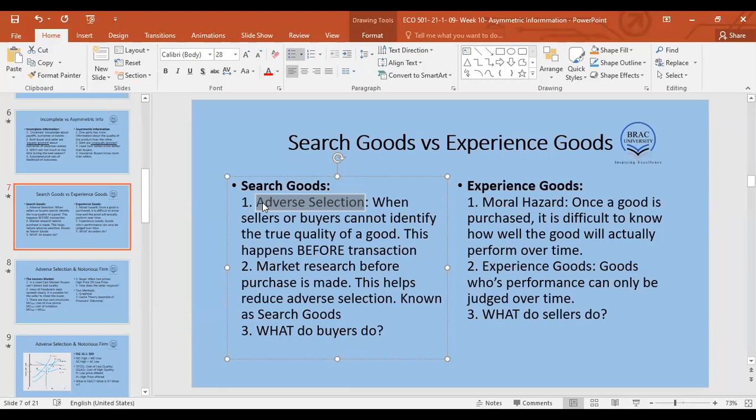Right? Yes. Do we agree? Okay. This is known in your book as search goods, when this always happens before the transaction is made. Before the transaction is made, asymmetric information is worried about the quality of the product. So what do we do? We always do market research before a purchase is made.